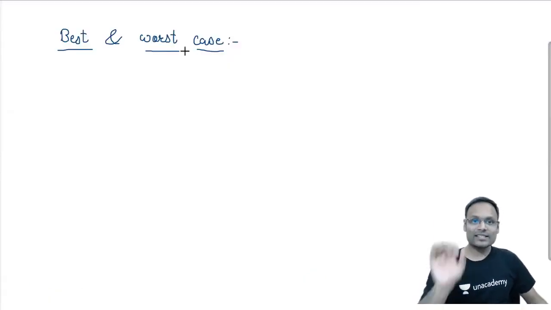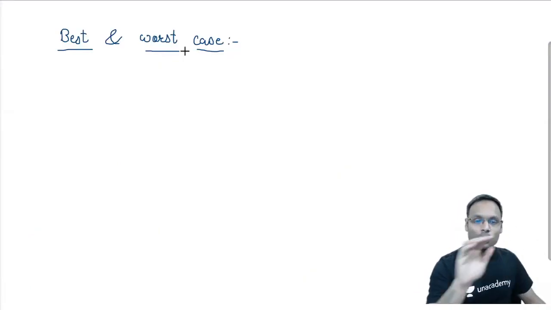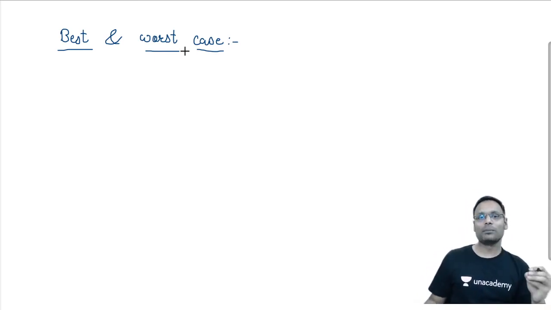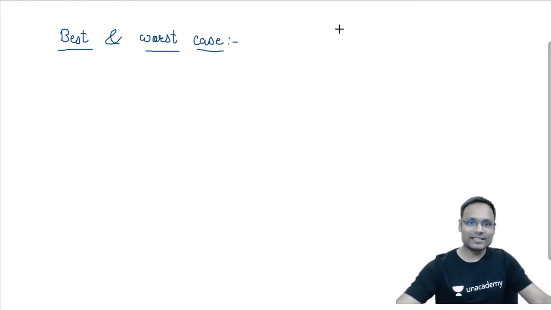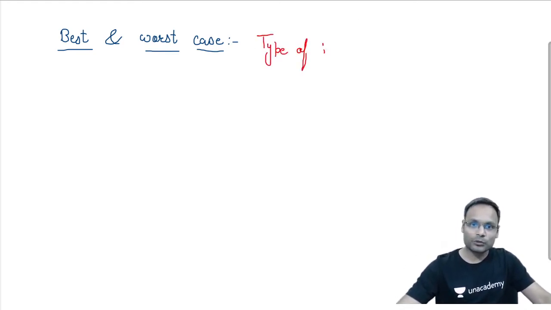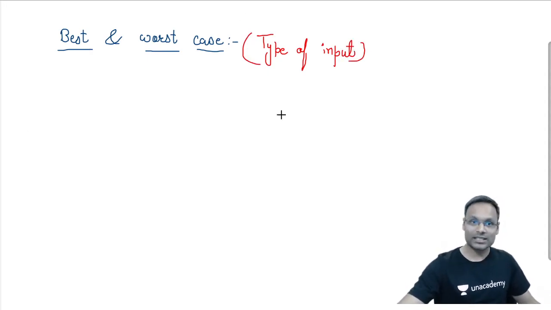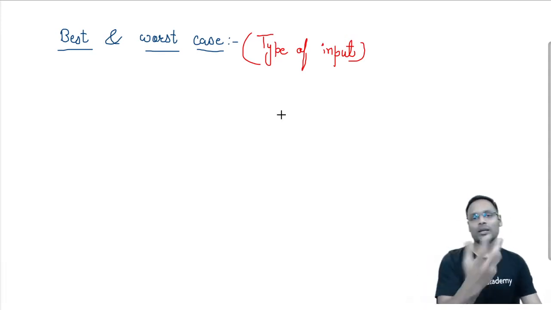Right? So best case is that input for which your same algorithm takes minimum time. Worst case means that input for which your algorithm takes maximum time. Those are the cases, and a case is nothing but a type of input, a type of input for which the same algorithm can take different time. For some algorithms, we may have two cases, best case and worst case. For some algorithms, we don't have any particular type of input. All the inputs will take equal time.